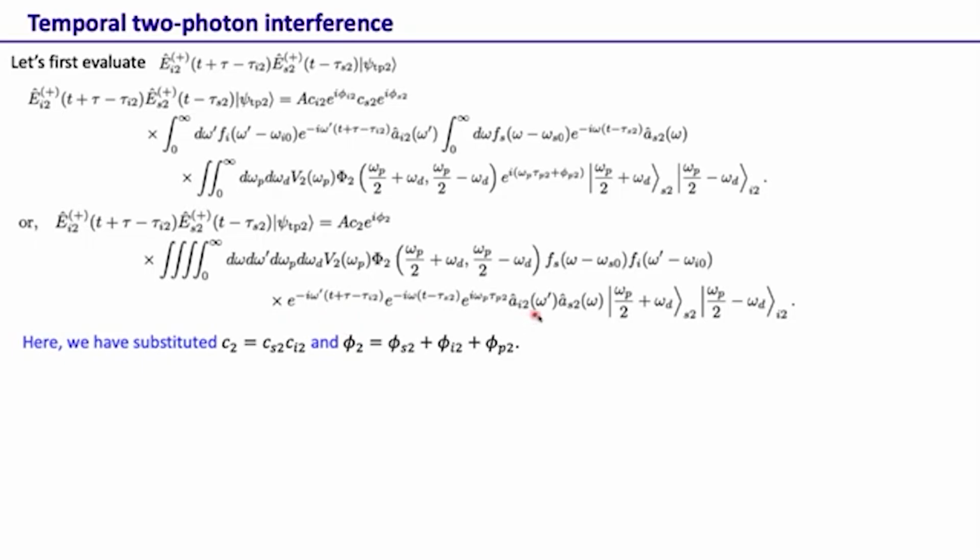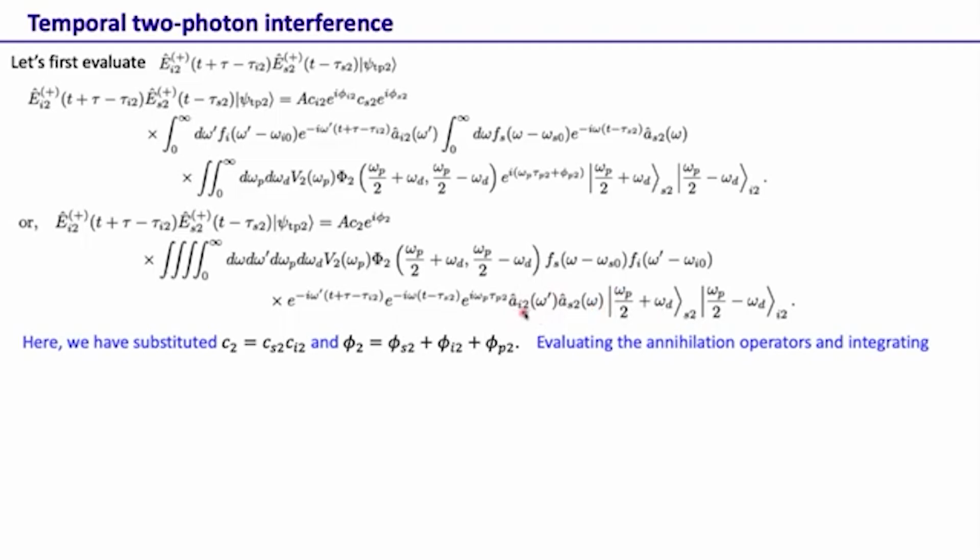These are the two annihilation operators that we have over here in terms of omega prime and omega, and the photonic state is in terms of omega P and omega D. Okay, so now we evaluate the annihilation operator and integrate. Now we see that this AS2, the signal annihilation operator, is in terms of omega, but the signal state is given in terms of omega P and omega D. So this will act on this term and give us a vacuum state only when omega is equal to omega P by 2 plus omega D.